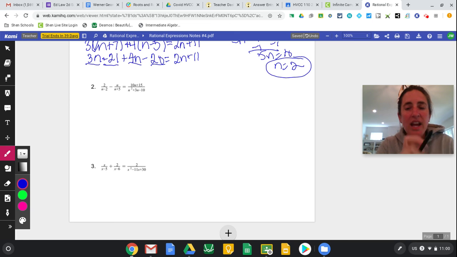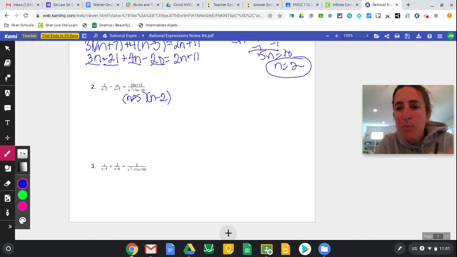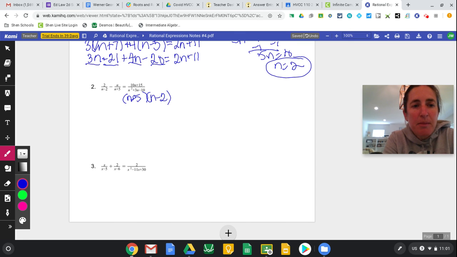Okay, so now let's try this again. We factor this denominator, n plus 5, n minus 2. Now, both those denominators show up on the left hand of the problem. I'm going to need to add to the numerator the bubble that is missing from the denominator. So on the first fraction, it has the n minus 2.